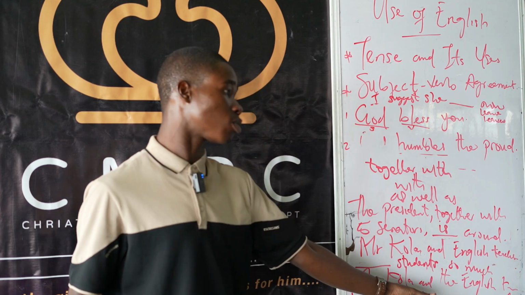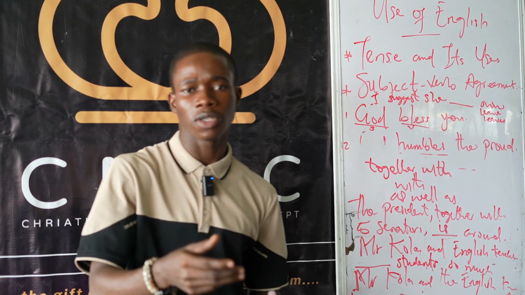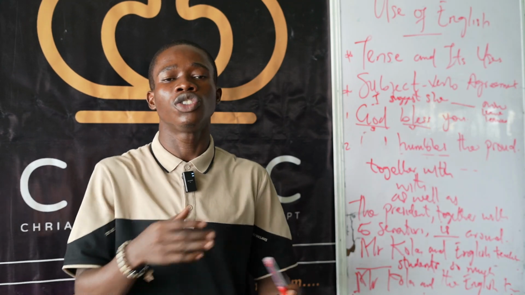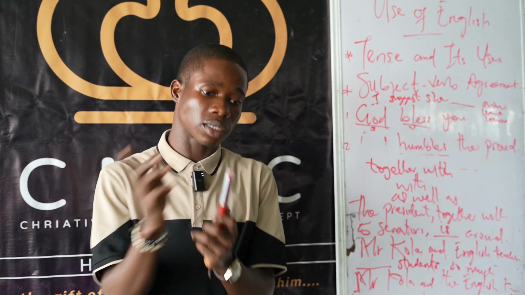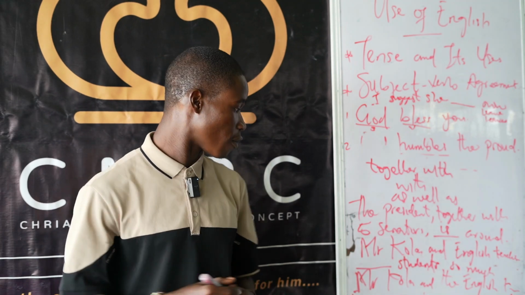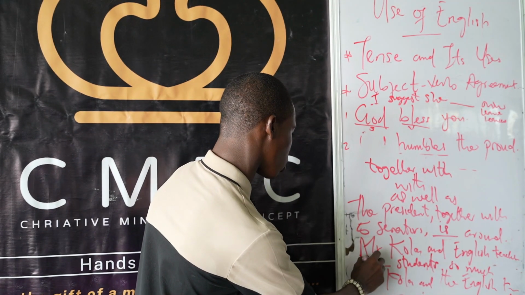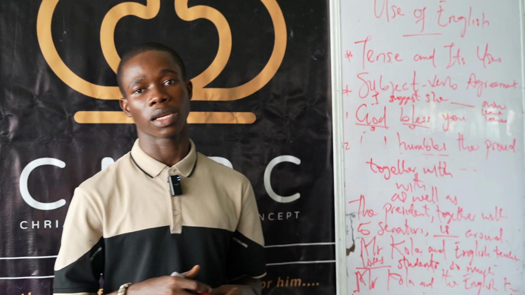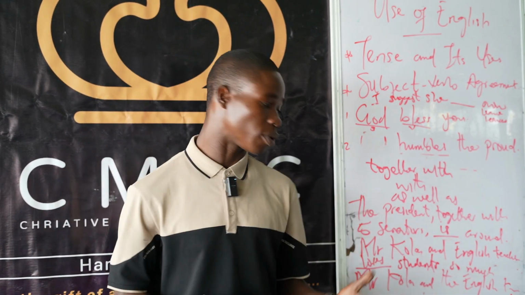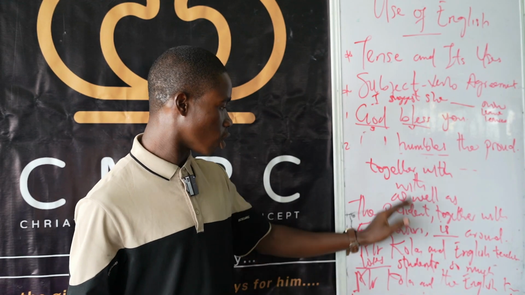This is a compound subject. But the other one is just additional information to Mr. Kola. Like saying Jesus, my savior, or Jesus and savior of the world. You are saying Jesus is the same person, so you use a singular verb. So Mr. Kola and English teacher loves students so much. Mr. Kola, an English teacher, loves students so much. So that's about additional information on all of this.